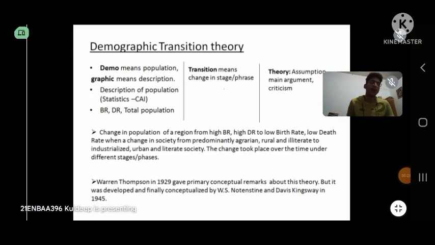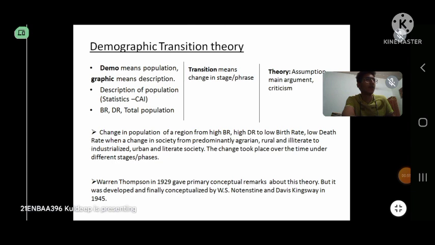I'm here with the last video in this unit, and in this video we are going to study the demographic transition theory. So let's start this video and get over with this unit. In this demographic transition theory, first let's understand the term demographic transition theory.